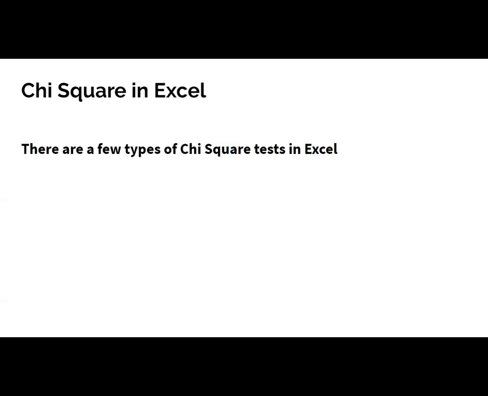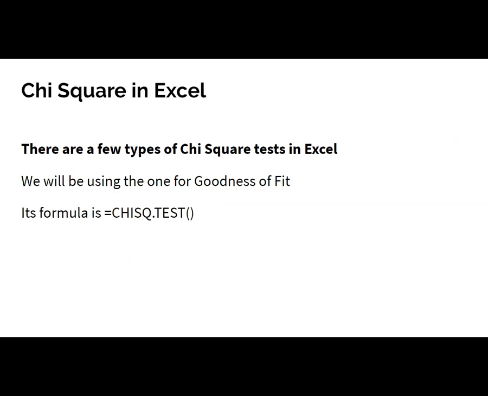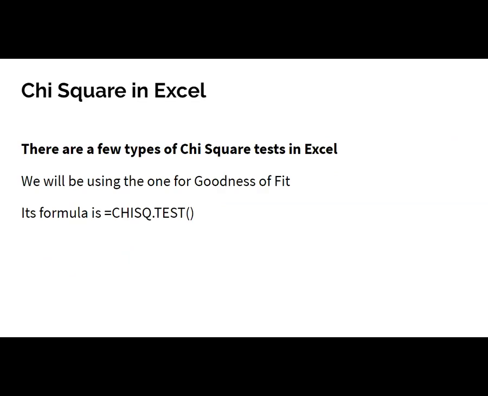So in Excel, there are a few different types of chi-square tests. We'll be using the one for goodness of fit. I would say that that's probably the most common one that people use. Its formula is pretty easy. It's equals CHISQ dot TEST. And like I said, there's some pre-work that needs to be done creating those tables. Once you have the tables, it's very easy.